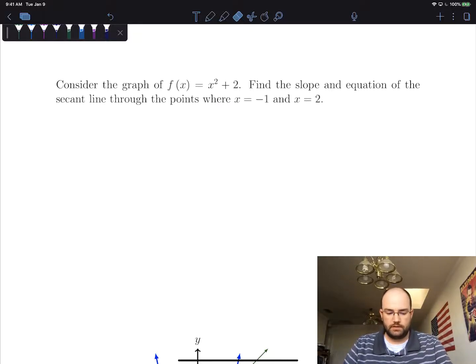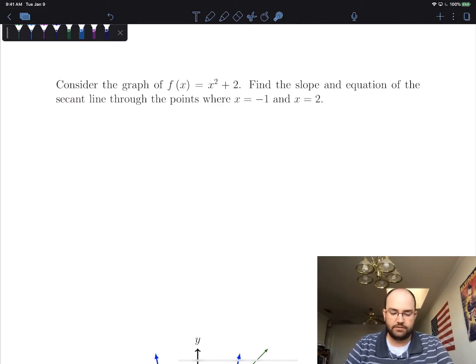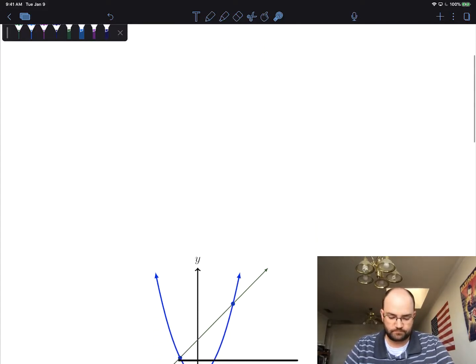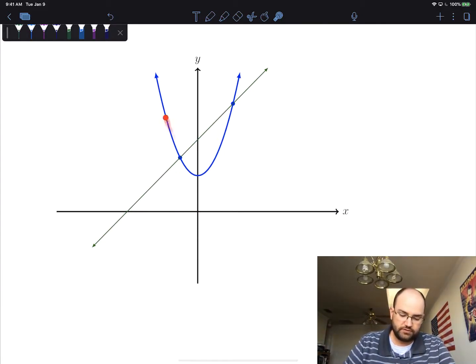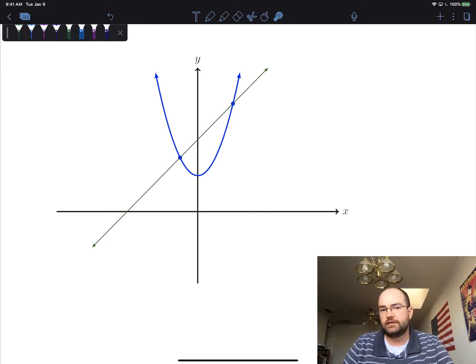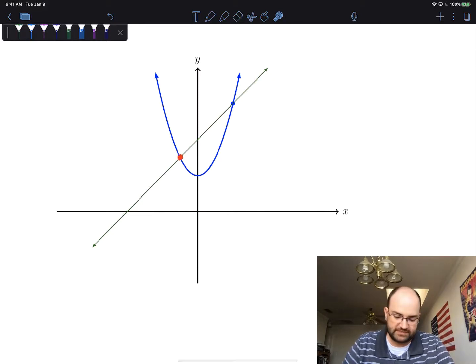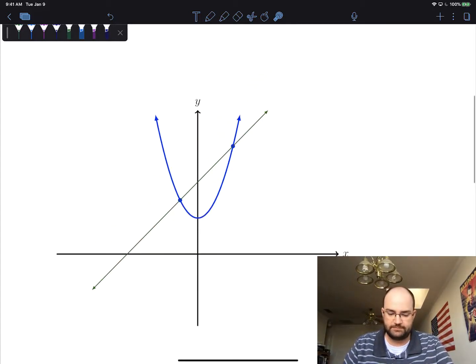Hello. In this video, we want to consider the graph of f of x equals x squared plus 2 and find the slope and equation of the secant line through the points where x equals -1 and x equals 2. Okay, so what we've got down here is the graph of the function. The blue is the function itself, and this green line here is the secant line itself. Now notice that this is x equals -1 and this is x equals 2. So that would be the secant line that goes through those 2 points.